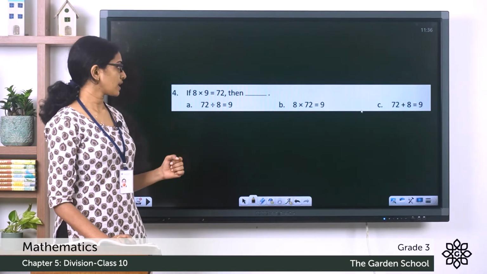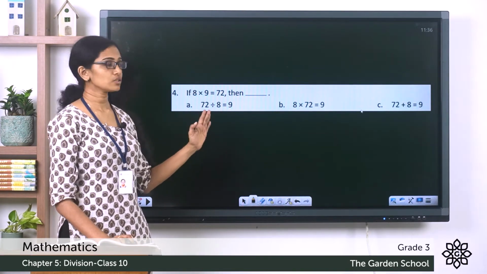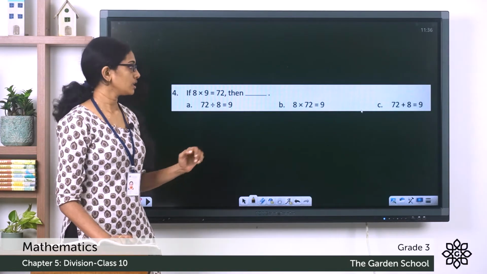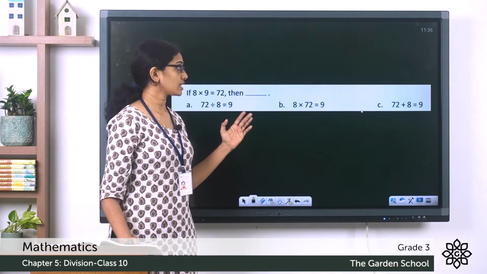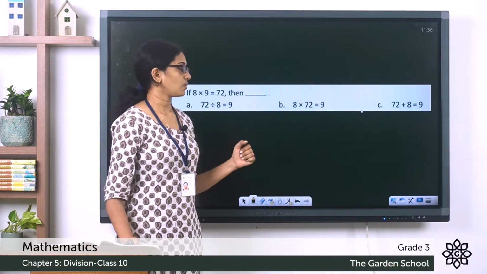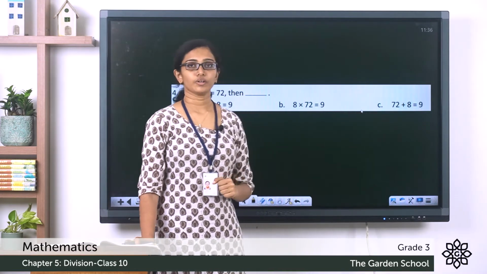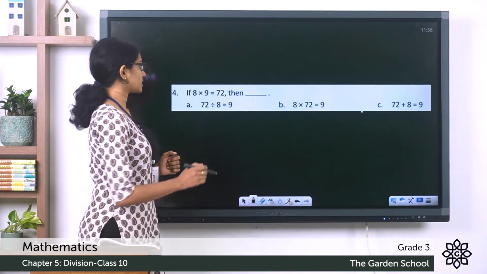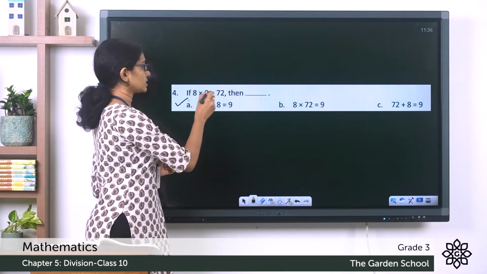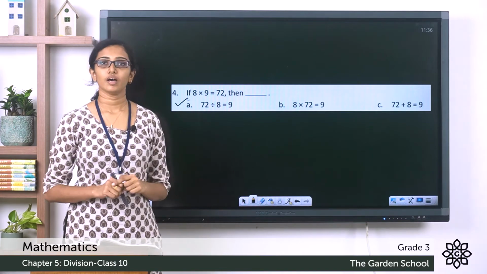So one division fact is already given here. So that is a correct choice for this question. Let's look at the other choices as well. The choice B, 8 into 72 is equal to 9. Is 8 into 72 equal to 9? No. And what about C? 72 plus 8 is equal to 9. Is that true? That is also false. So the correct choice here is: if 8 into 9 is equal to 72, then 72 divided by 8 is equal to 9.